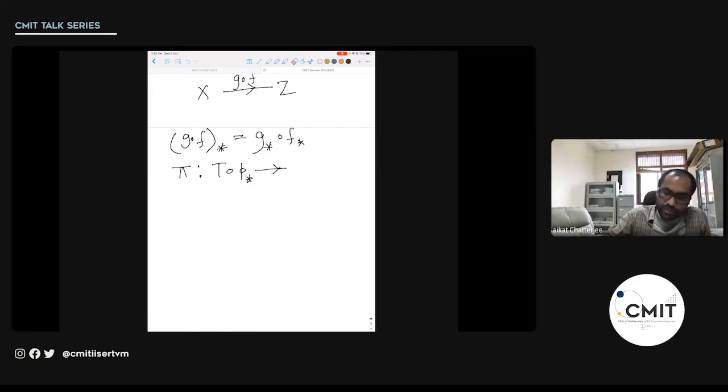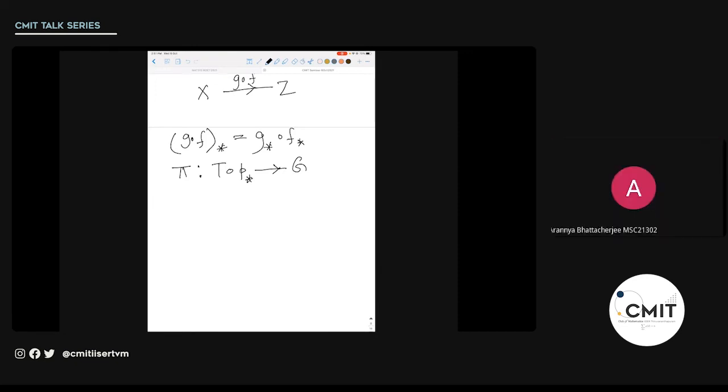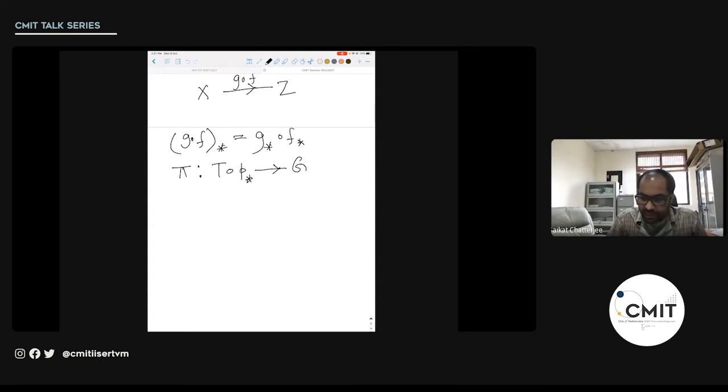How am I defining this pi? So this goes from pointed topological spaces to what? Can anyone suggest what should be the right hand side category? I'm sorry, what will be the right hand side category? Not those who have done the category theory course, but someone who is maybe seeing category theory for the first time. Can someone respond? It is the groups. Exactly. This will be to the category of groups.